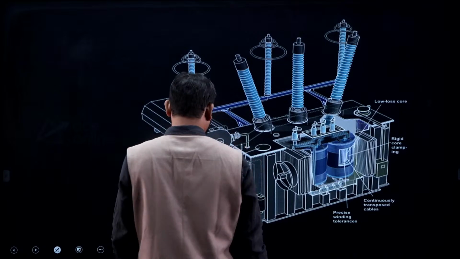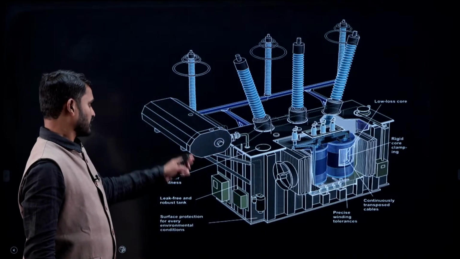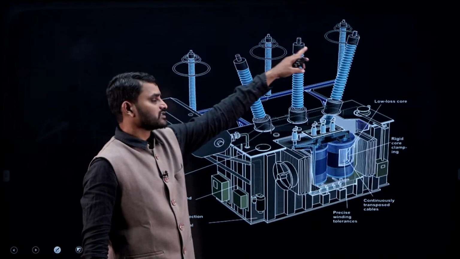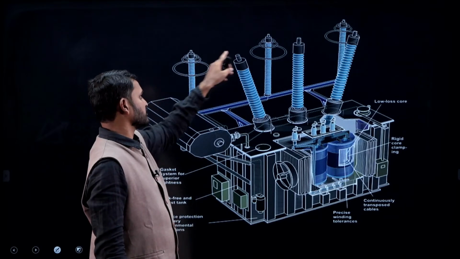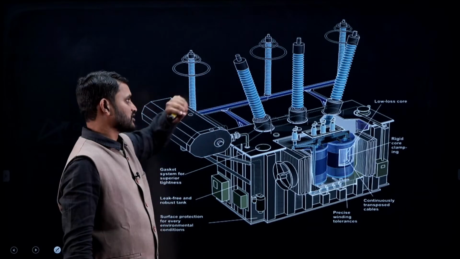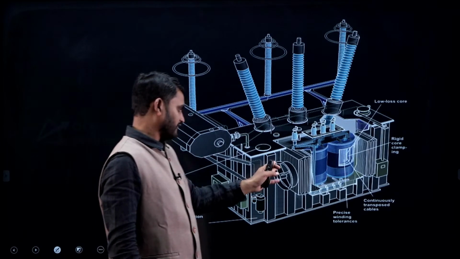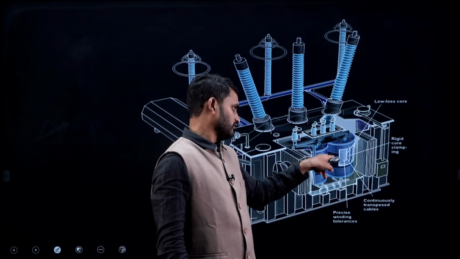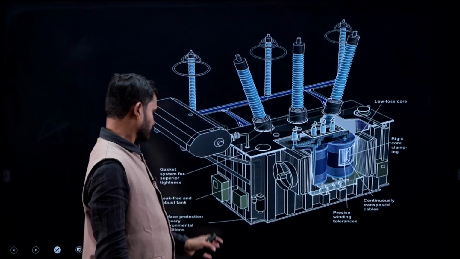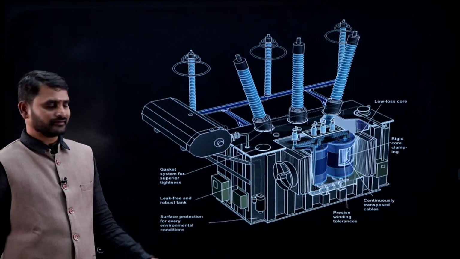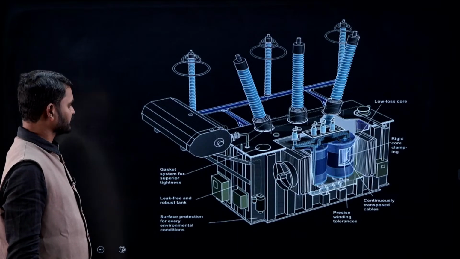If you look at the transformer, you see the conservator, some lightning arresters and bushings. These are lightning arresters to save the transformer. These are bushings. Conservator, we can have a fan for cooling, and we have windings inside. So this is a beautiful construction of a transformer.